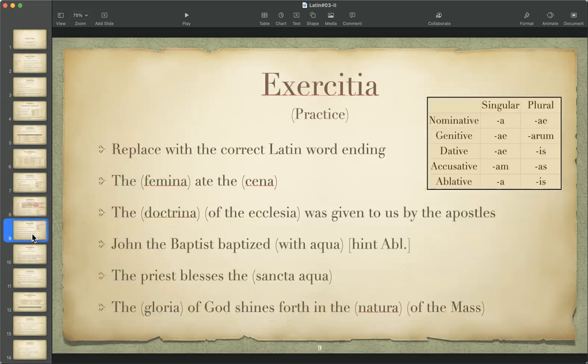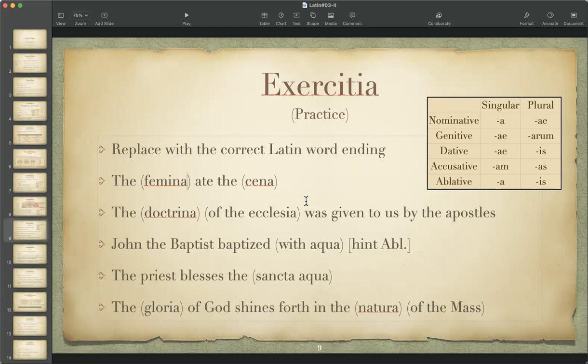Okay. So here's a simple exercise which will hopefully kind of help folks. Replace the correct Latin word ending. So if we wanted to say the woman ate the dinner, femina is woman, cena is dinner. So you don't have to look up the vocabulary. But what ending do we want on femina?